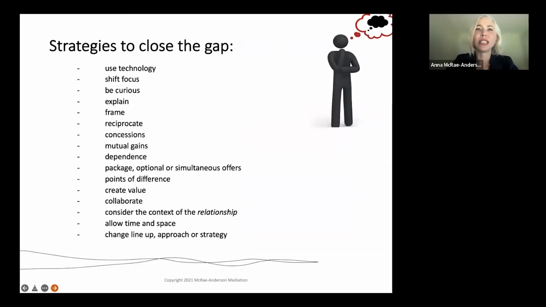So here are some strategies for you to use to close the gap. I'm not going to go through every one of them, but use technology to your advantage. Obviously, if you can't meet in person, use conferencing tools. Shift the focus. If someone else drops the first anchor or offer and it's too high or low, simply move the focus away from that offer so that you don't dwell on it. Try to get them to think of other issues rather than that offer. If you keep pushing them to explain the offer, it only gives it more power.